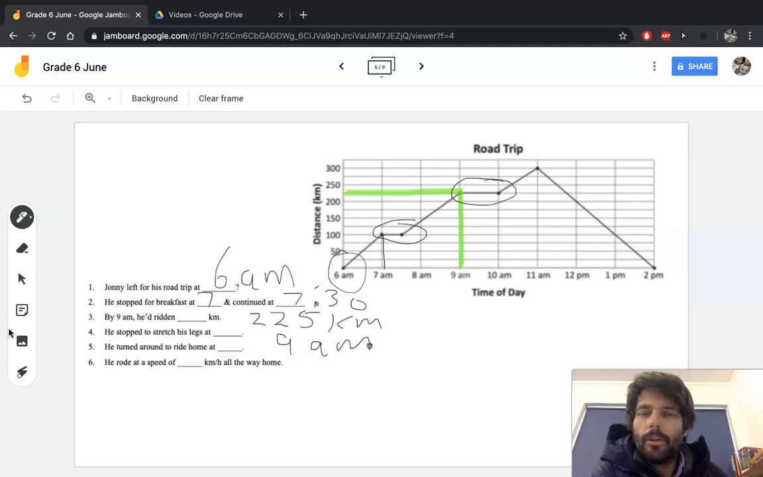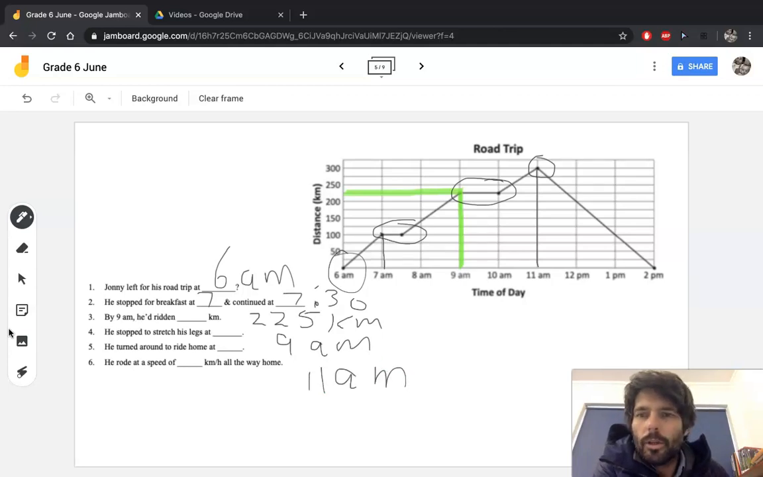Question 5, he turned around to ride home at what time? So you can see at 11 a.m. the graph starts to decrease, which means he's getting closer to home. Okay, so that means that at 11 a.m. he turned around to go home.